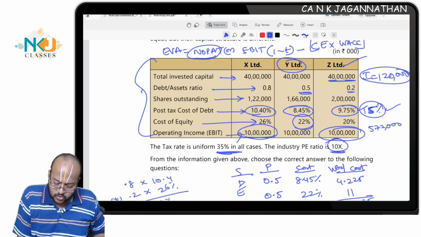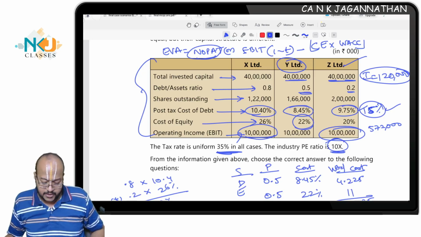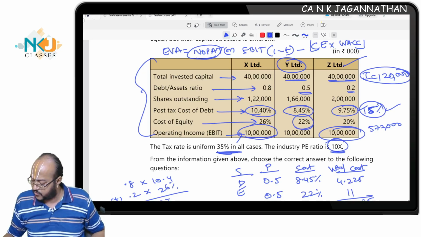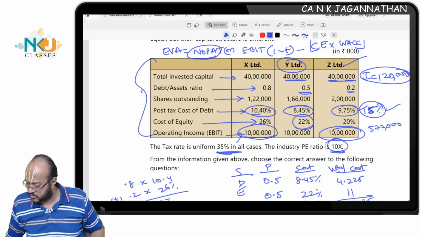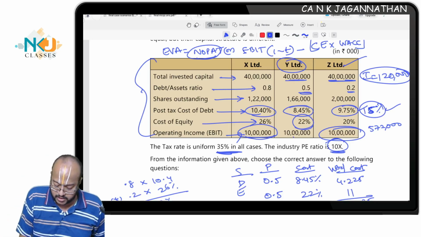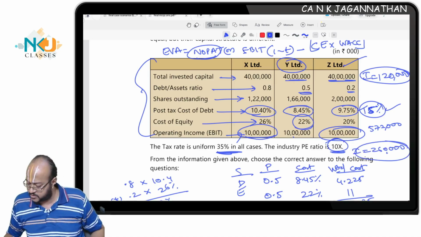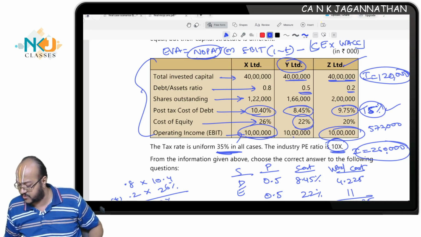the interest portion. Total capital employed is 40 lakhs. 40 lakhs into 5, 20 lakhs is that. Then pre-tax, so 8.45 divided by 65%. How much is that? 13%. So 20 lakhs into 13%. What is the interest? 2,60,000. Interest is 2,60,000 for this company. Now you should reduce this from EBIT. How much is that? 10 lakhs. EBIT is the same for all the companies.